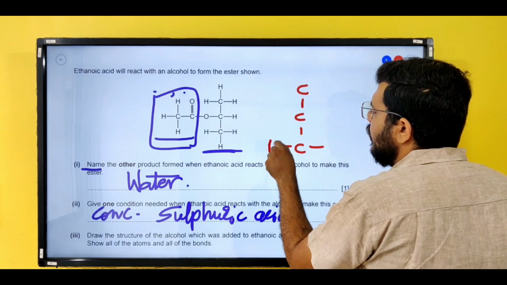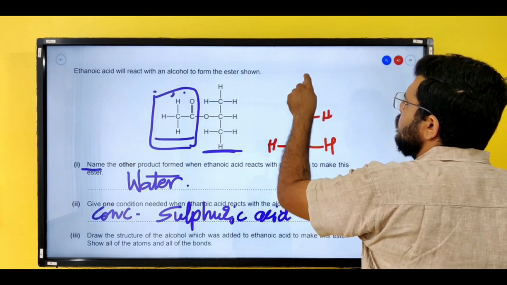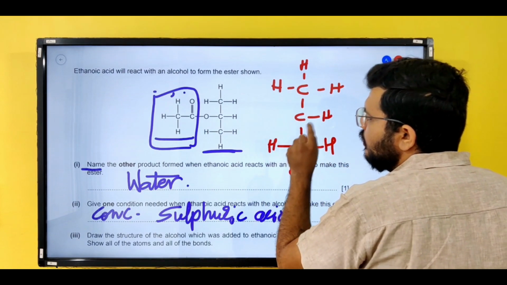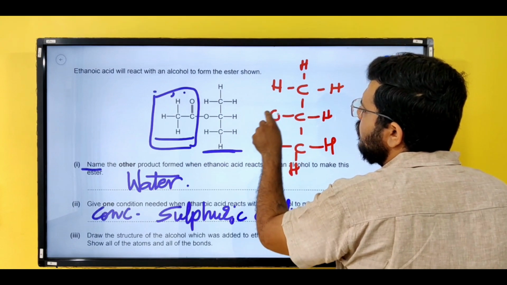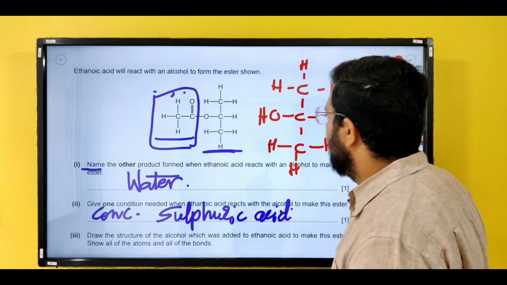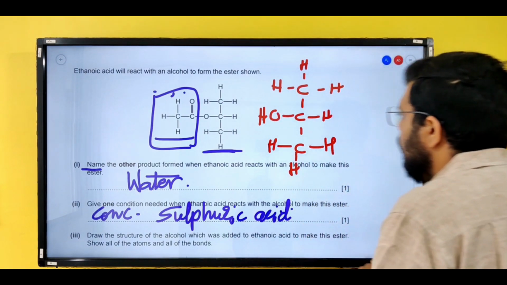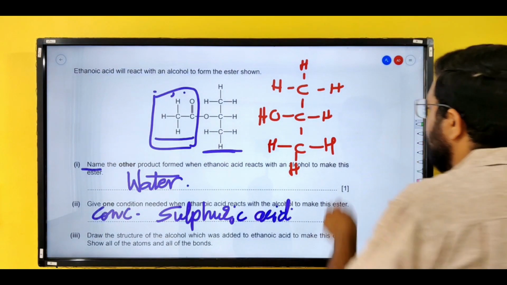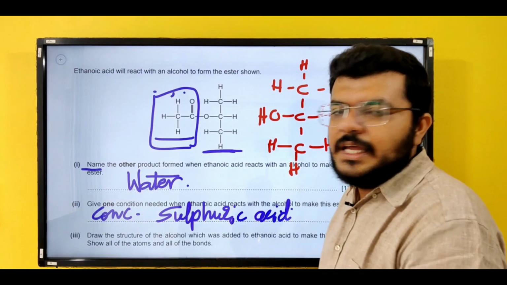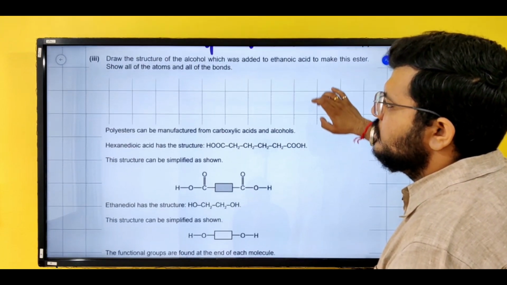We have hydrogen, hydrogen, hydrogen, hydrogen and some more hydrogen. But on this carbon we'll write OH, right? This is what the alcohol is. Now they have not asked you the naming of alcohol, but I want you to tell me in the comment box below what is the name of this alcohol, right? Let's find the next question.